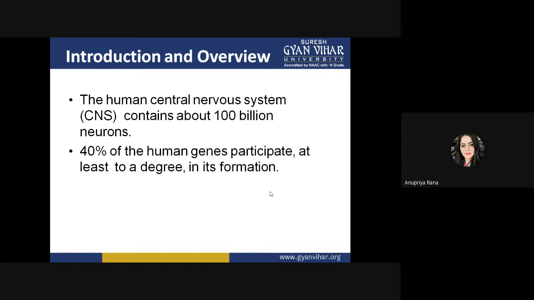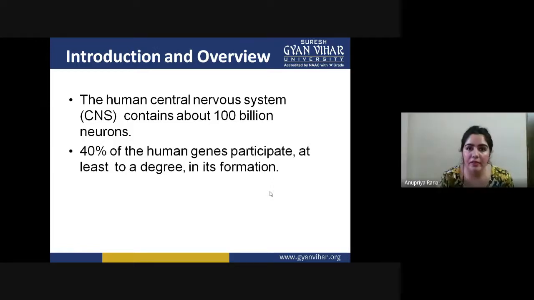In the very first introductory part, we know that the central nervous system is made up of about 100 billion neurons. That's a huge number. These 100 billion neurons form our central nervous system. That's why this is a very complicated system involved in all the physiological actions inside our body. Of the whole gene structure of a particular organism, about 40% of our human genes have the basic function of producing these 100 billion neurons.